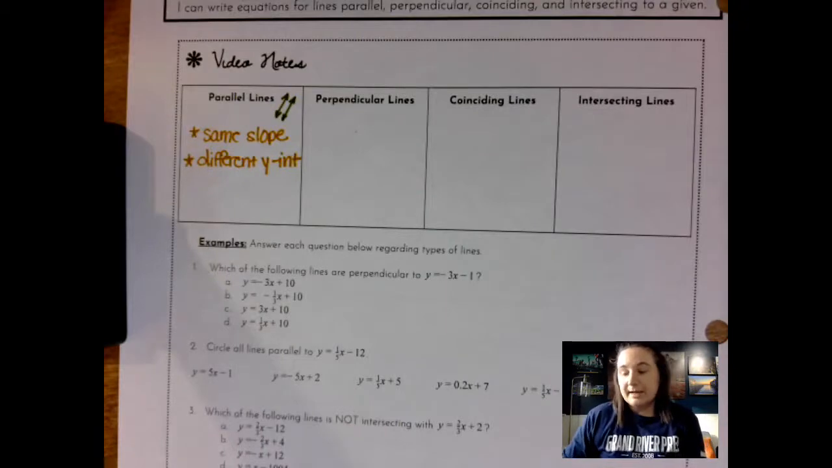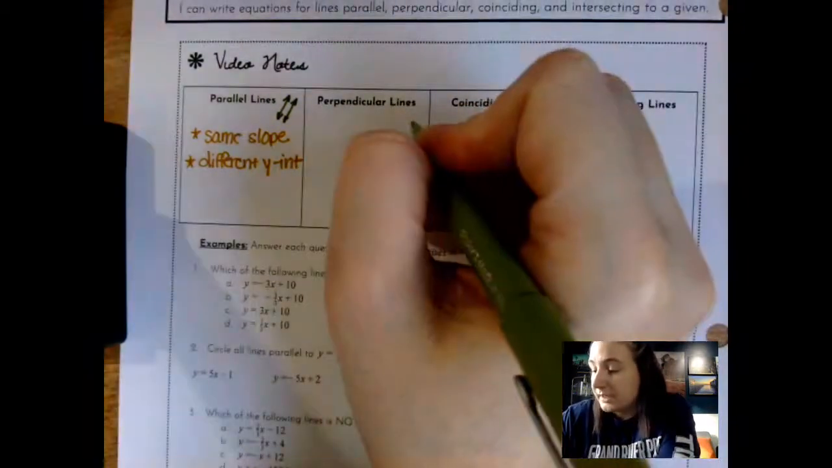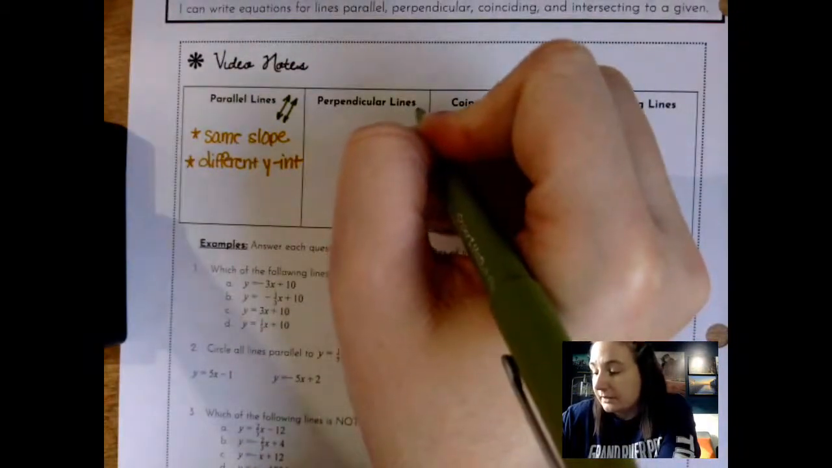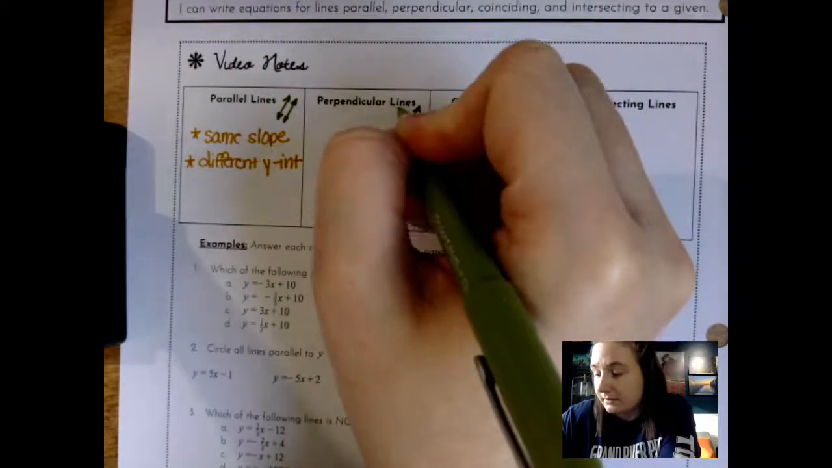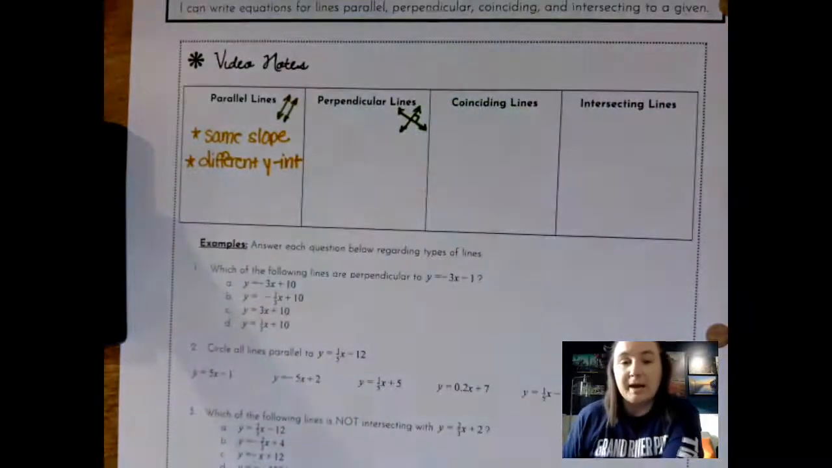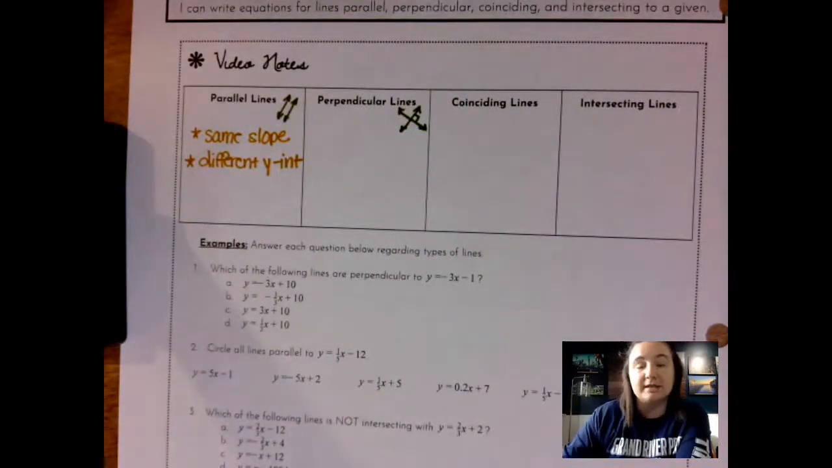The second type of lines are perpendicular. And so perpendicular lines cross at a 90-degree angle. And sometimes we use that little box right there to show that that's in fact a 90-degree angle.